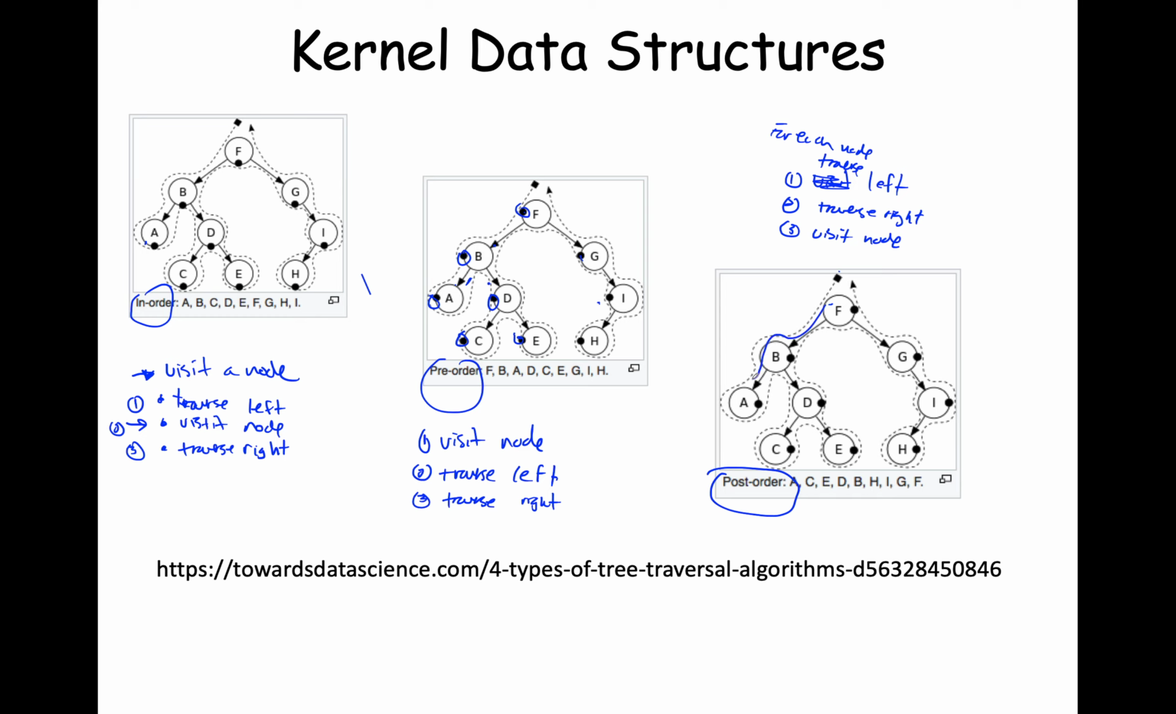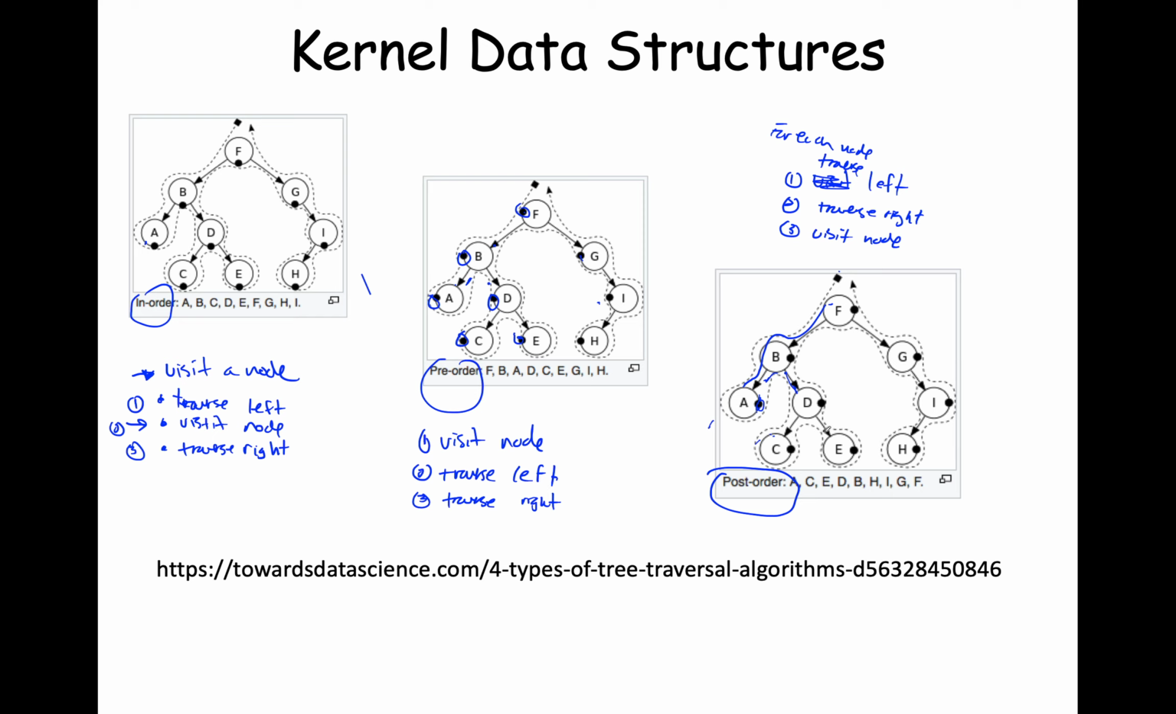And then here, A, we traverse the left. There is no left. We traverse the right. There is no right. So then we visit the node, and we write A. Okay, so we come back up here. We finish traversing left. We traverse the right. That's D. Then here, we traverse the left. Okay, C. We traverse the left. There is none. Traverse the right, and then visit the node C. So that's C. So it's A, C.